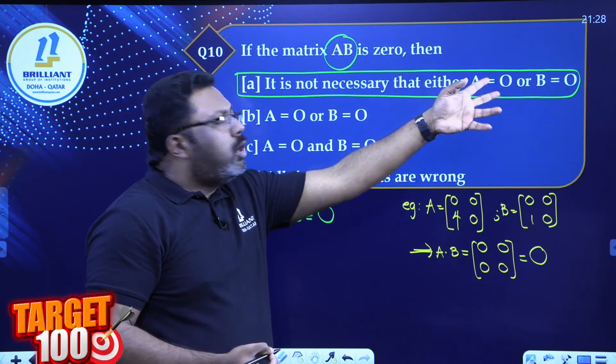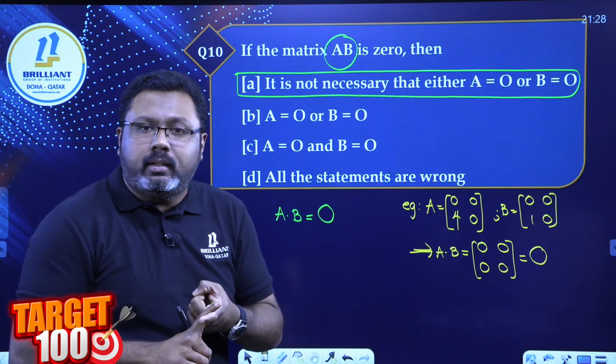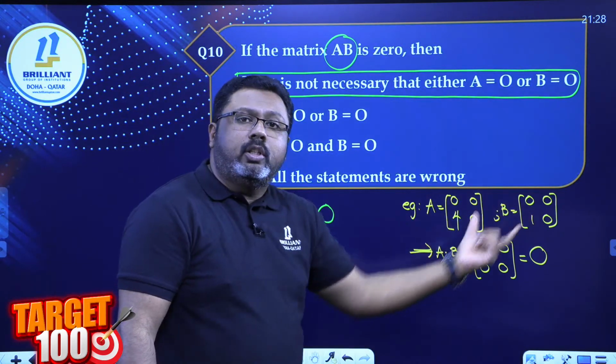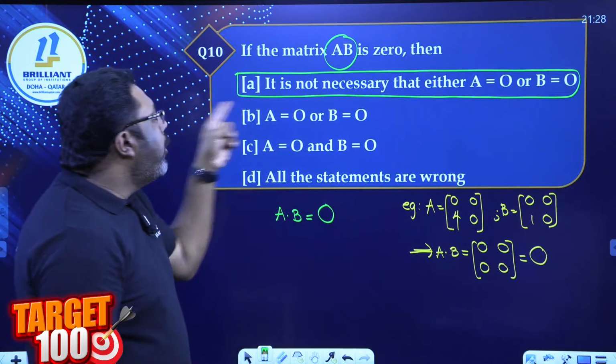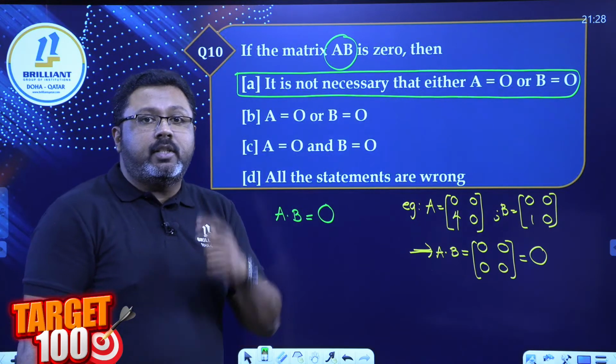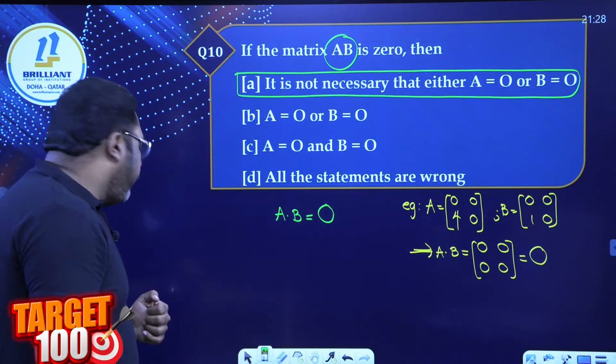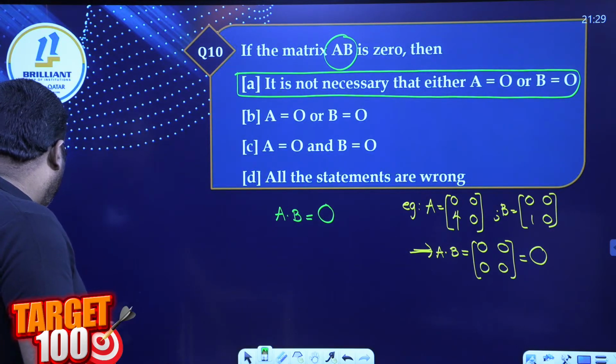A is 0 or B is 0 is not a necessary condition, but if they are 0, the product is 0. But if they are not 0 also, the product can be 0. That is why option A is the correct answer. It is not necessary. Very good, all of you. Moving on. Question number 11.